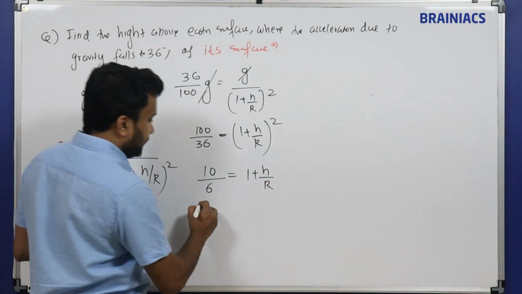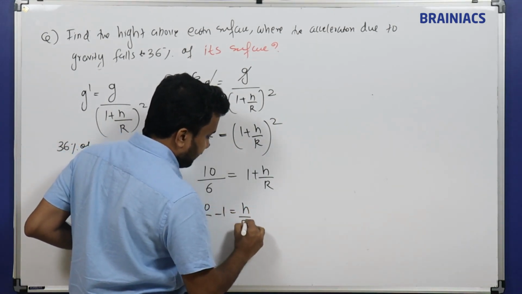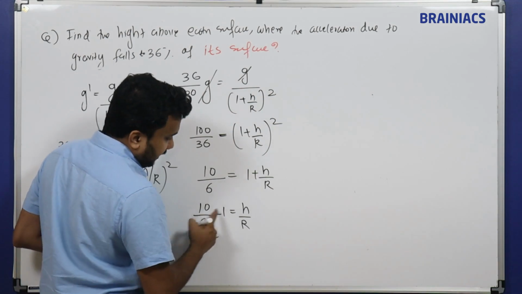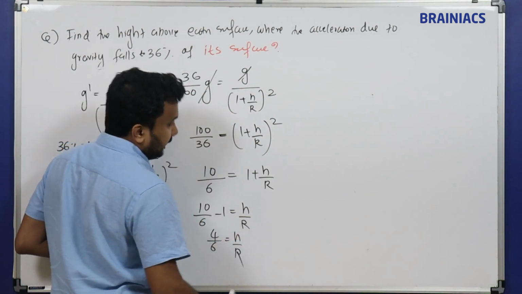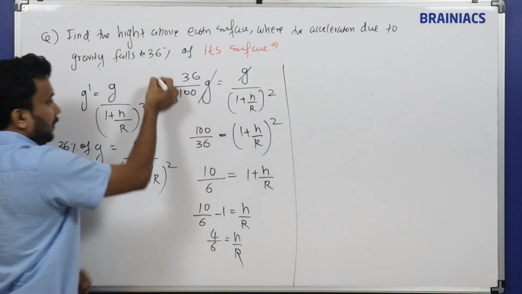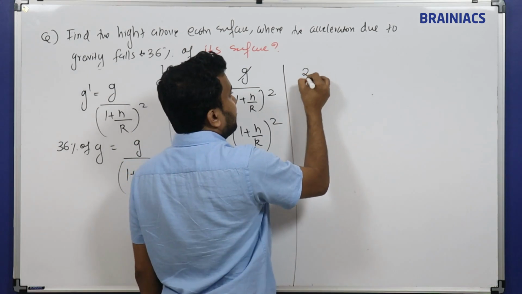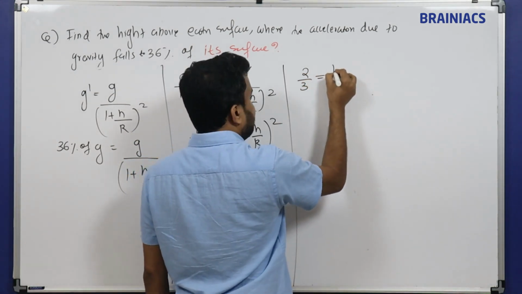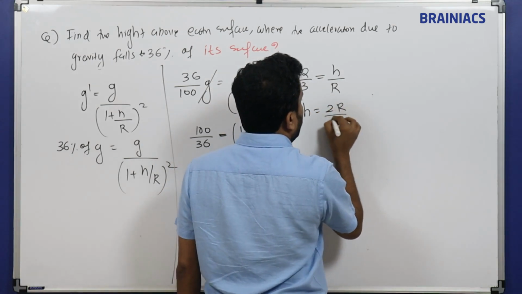So we'll do some simplification. 10 by 6 minus 1 is equal to h by r. So this becomes 10 minus 6, 4 by 6, is equal to h by r. Going forward, 4 by 6 is 2 by 3. 2 by 3 is equal to h by r. h is equal to 2r by 3.